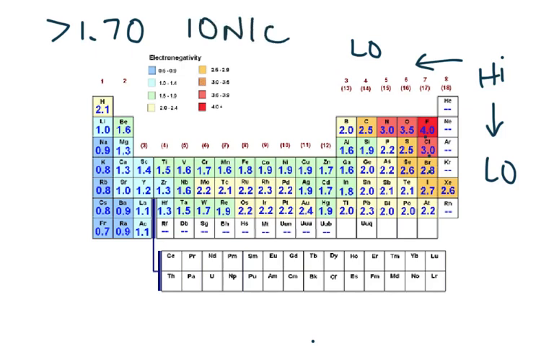So if we look at, let's say, sodium chloride, we'll do an easy one. Sodium is 0.9, chlorine is 3.0. Chlorine wants those electrons. Sodium, as we've talked about, could care less. So the difference between 3.0 and 0.9 gives us 2.1. That's greater than 1.7. That's an ionic bond. That's how you can do this looking at electronegativity values.